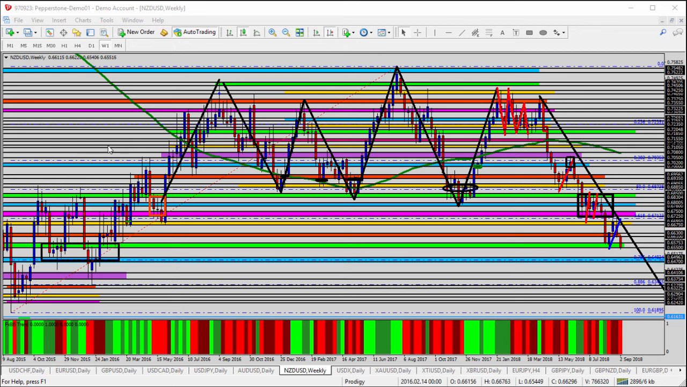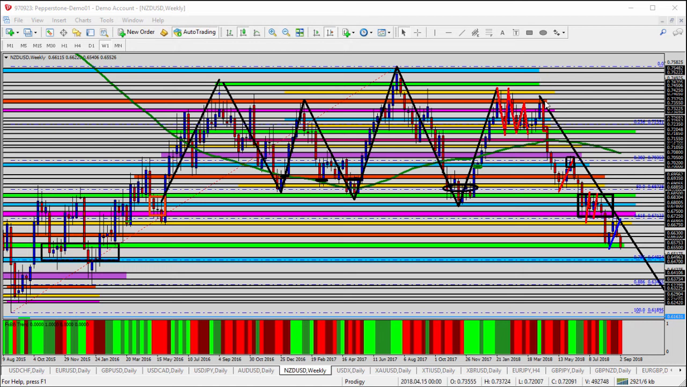I'm starting actually here on the weekly time frame because we are reaching into multi-year support lows, and I just want to be sure that we understand how deep this currency pair can go before it continues to move in the direction it's been moving in.